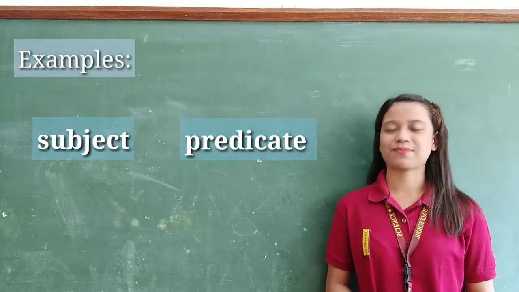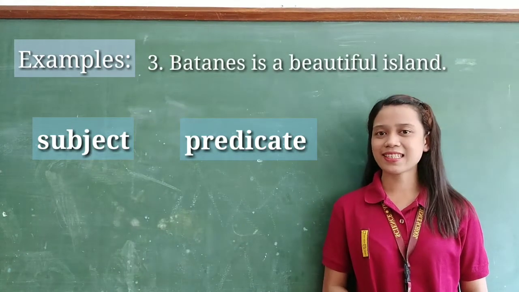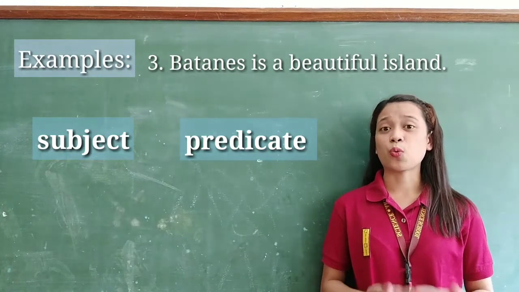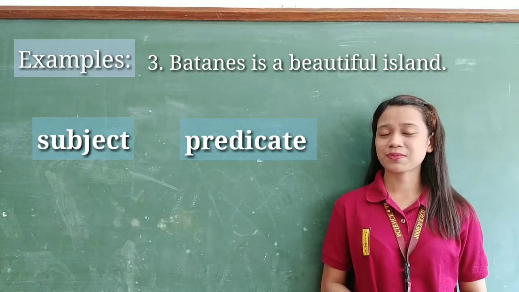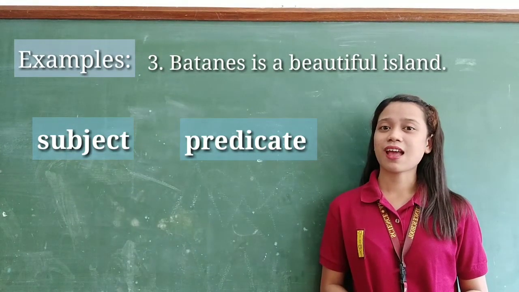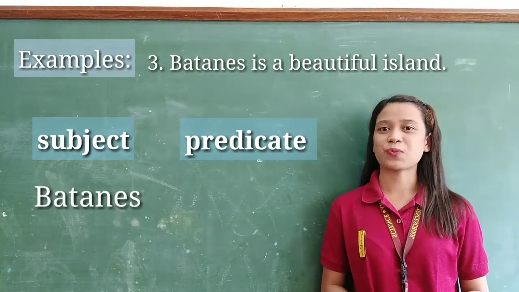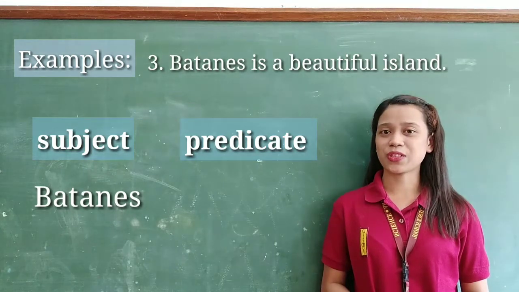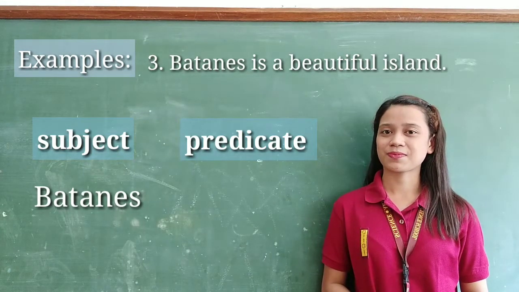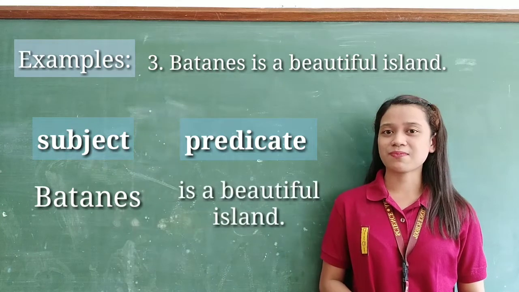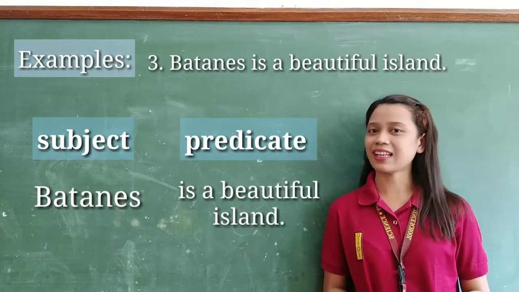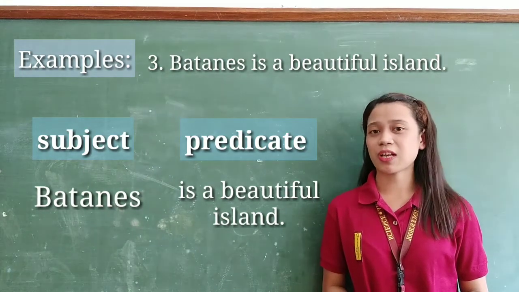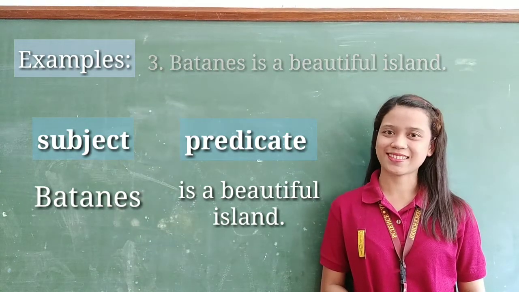Example number 3. Batanes is a beautiful island. So what are we talking about? We are talking about Batanes. So Batanes will be our subject. How about the predicate? The predicate will be is a beautiful island because it tells something about the subject, which is Batanes.